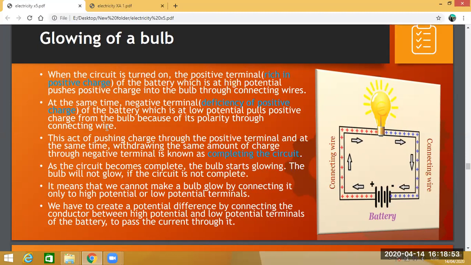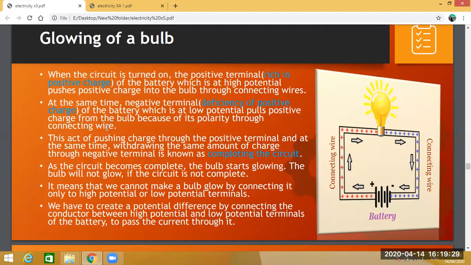So for a complete circuit, it is essential that two actions accompany each other simultaneously: pushing the charge at one end of the conductor and withdrawing the charge at the other end of the conductor. This can be done by an external agent, which is called a cell or battery. As the circuit becomes complete, the bulb starts glowing. The bulb will not glow if the circuit is not complete or is open.